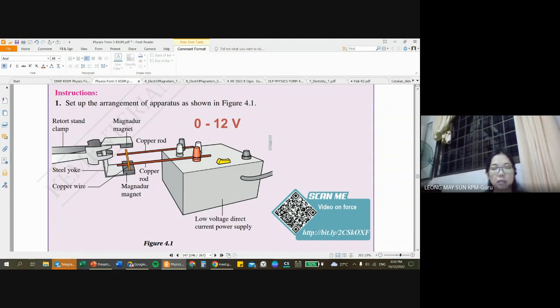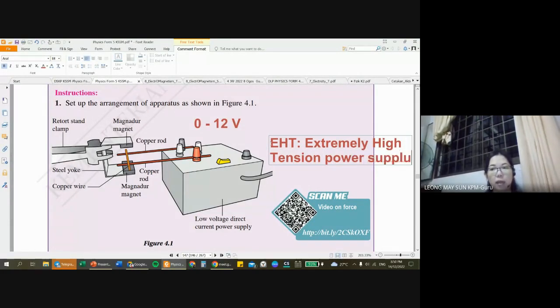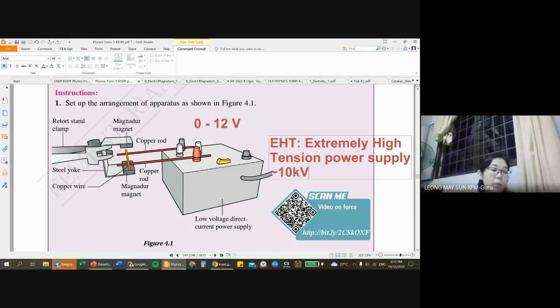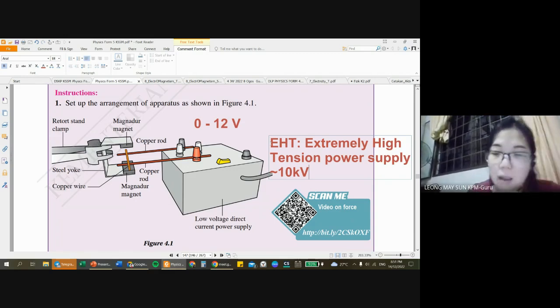EHT stands for extremely high tension power supply. This power supply is normally over a few kilovolts. It will go from 10,000 to 20,000, 30,000, 40,000, 50,000, and 60,000 volts. So the extremely high tension power supply is very, very high, and normally we won't let students carry out the experiments for this.